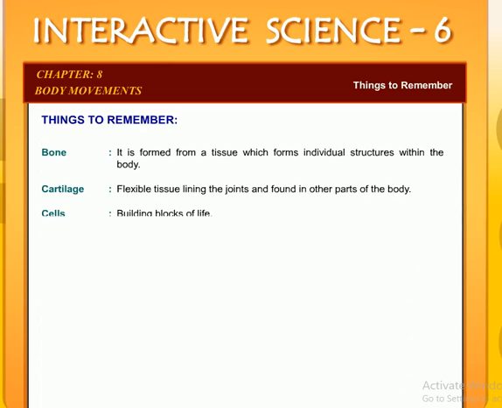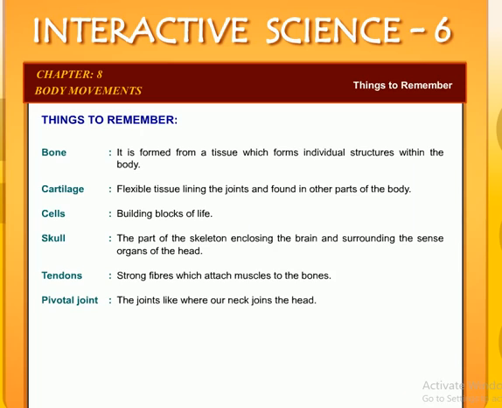To remember. Bone. It is formed from a tissue which forms individual structures within the body. Cartilage. Flexible tissue lining the joints and found in other parts of the body. Cells. Building blocks of life. Skull. The part of the skeleton enclosing the brain and surrounding the sense organs of the head. Tendons. Strong fibers which attach muscles to the bones. Pivotal joint. The joints like where our neck joins the head.